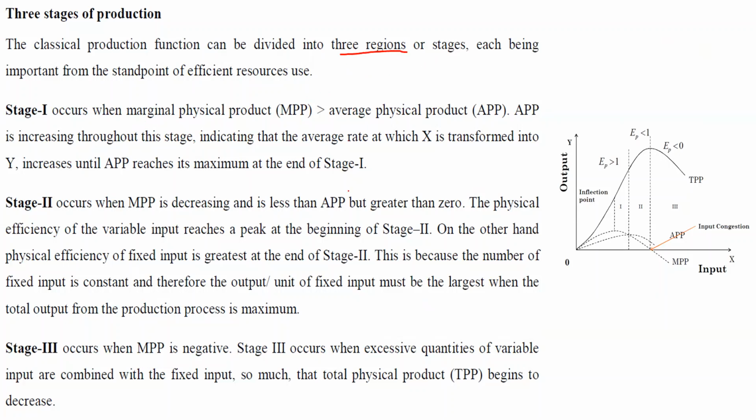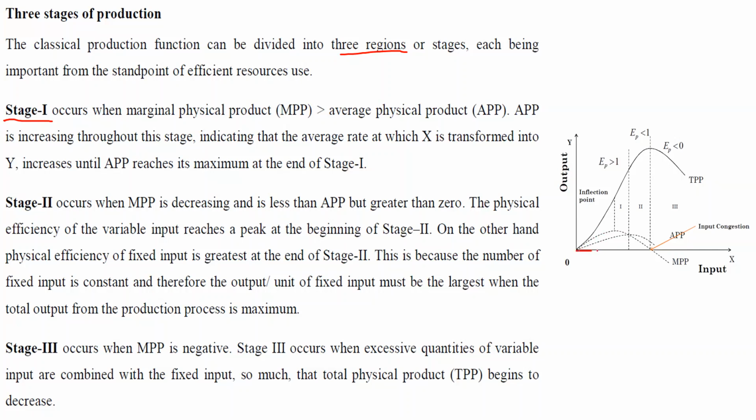Each layer, each stage, is important to know for the efficient use of resources. Now first let us see stage 1, or region 1. It occurs when marginal physical product, that is MPP, is greater than APP. It is a region where MPP is greater than APP.